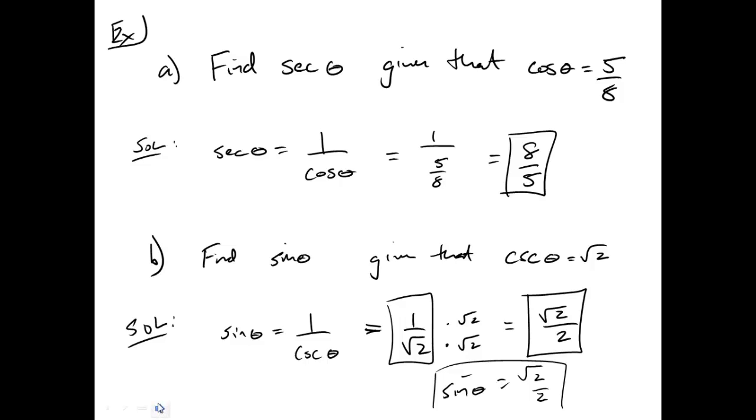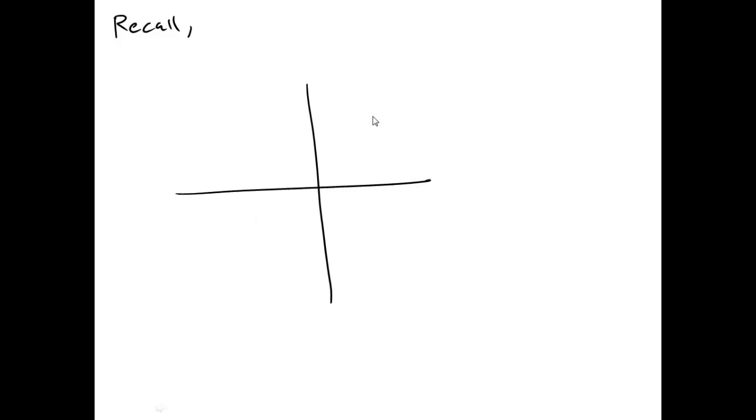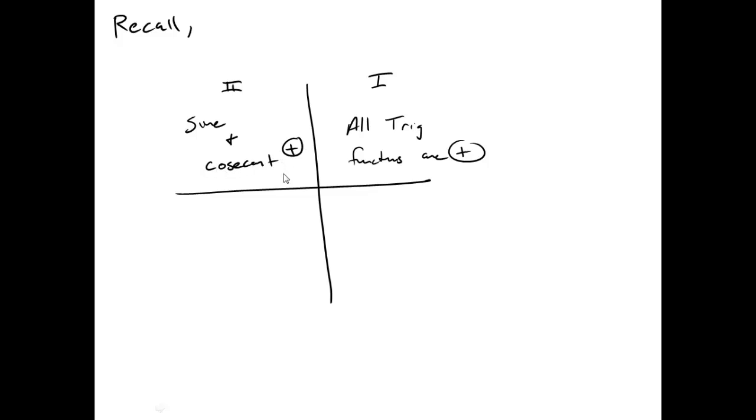Alright, taking a look at the quadrants again, just so you remember. Quickly recall, for our trig functions, in quadrant 1, all trig functions are positive. In quadrant 2, it's just going to be sine and the one that goes with sine, which is cosecant, that are positive. Everything else is negative there.